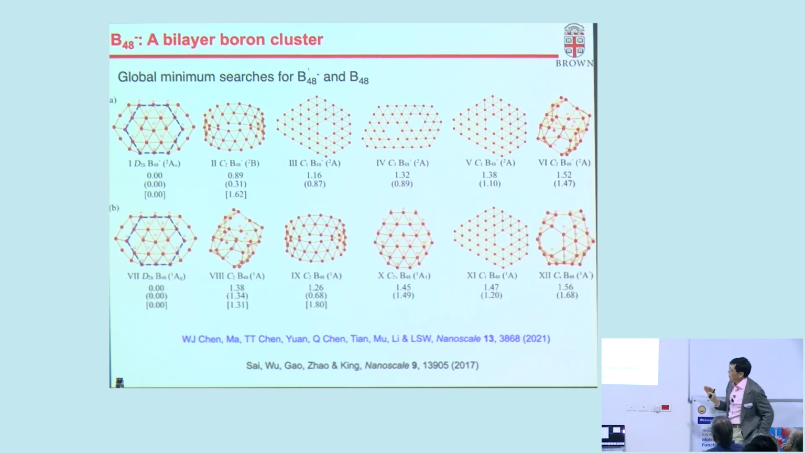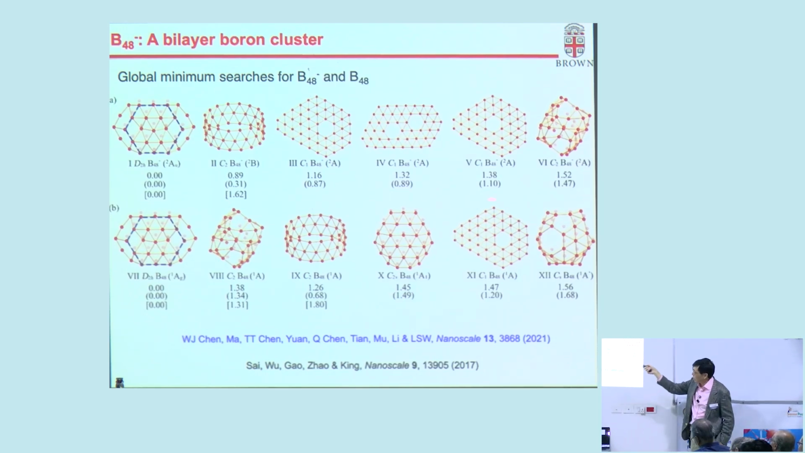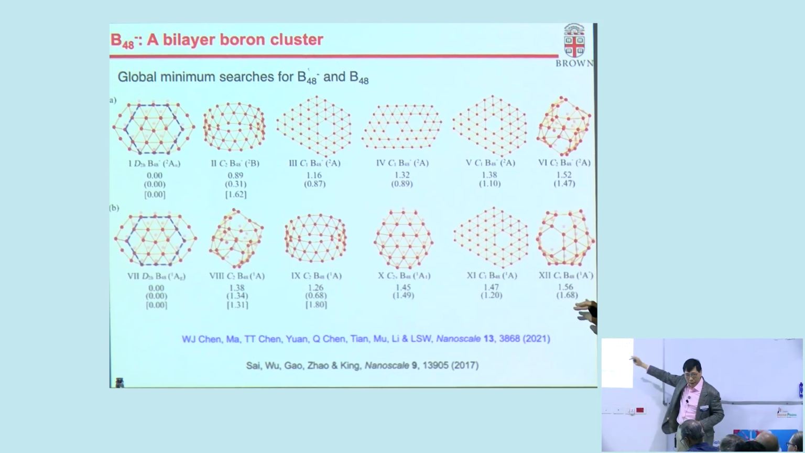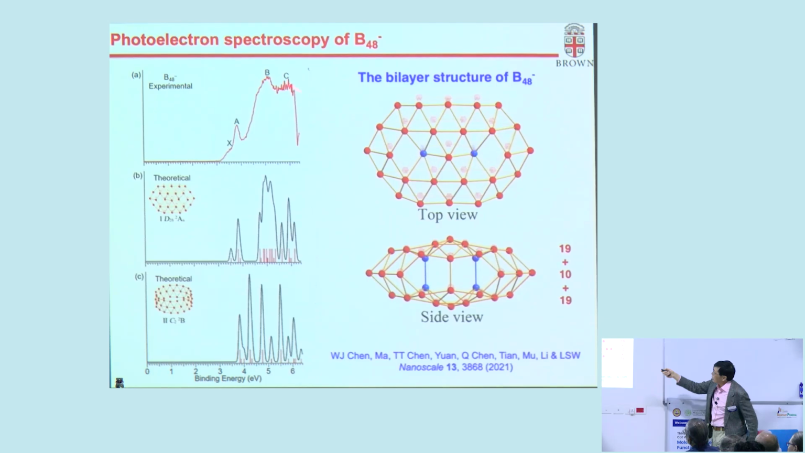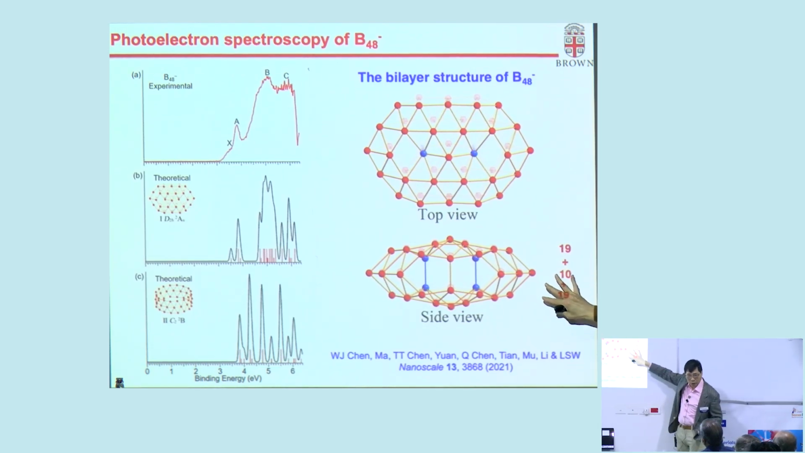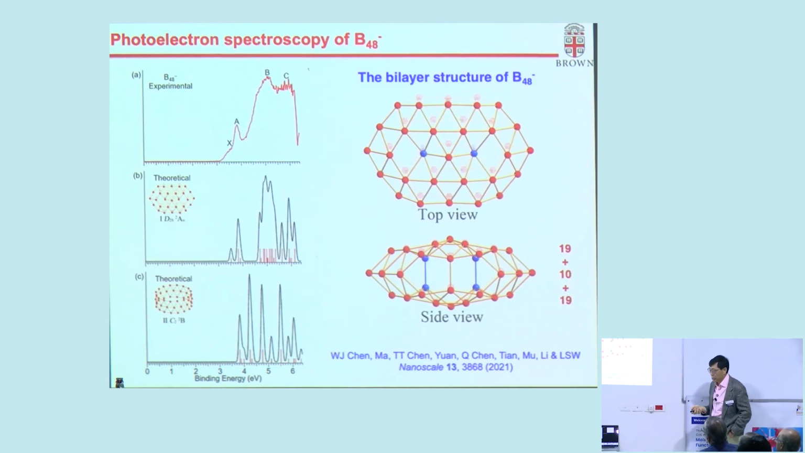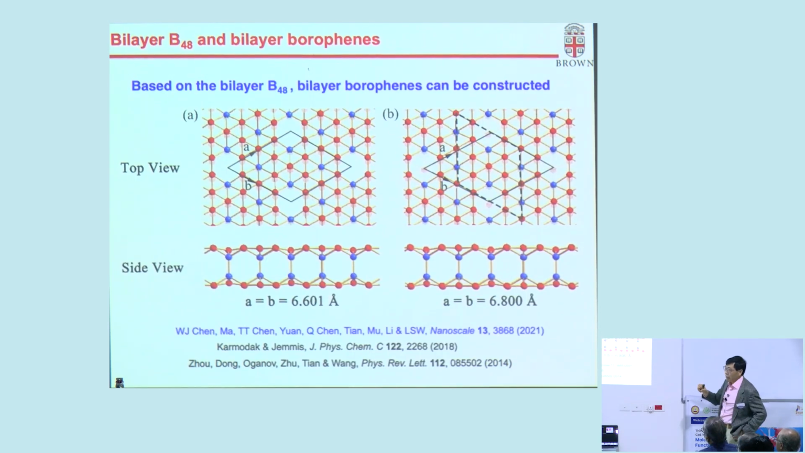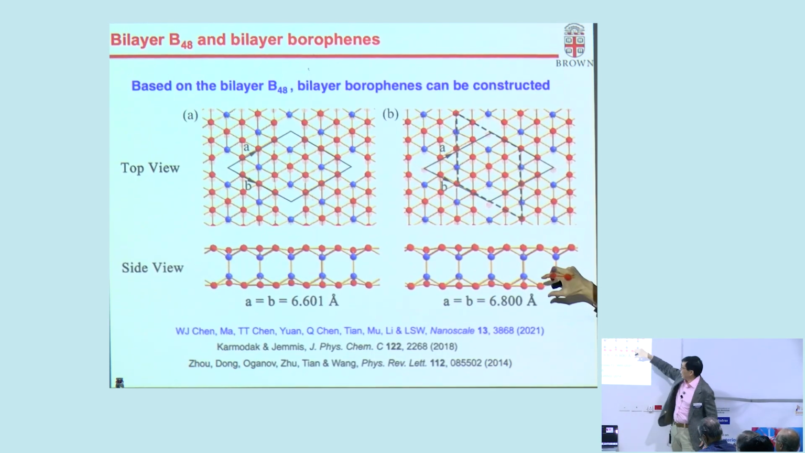The biggest cluster we have solved up to now was B48, and this cluster was predicted to have a bilayer structure. So we computed that the anion also has a bilayer structure. This is the photoelectron spectrum, and the bilayer structure seems to agree well with the experiment. That means bilayer structures start to be possible for larger clusters. Now, if you extend this bilayer B48, you can actually make bilayer borophene.